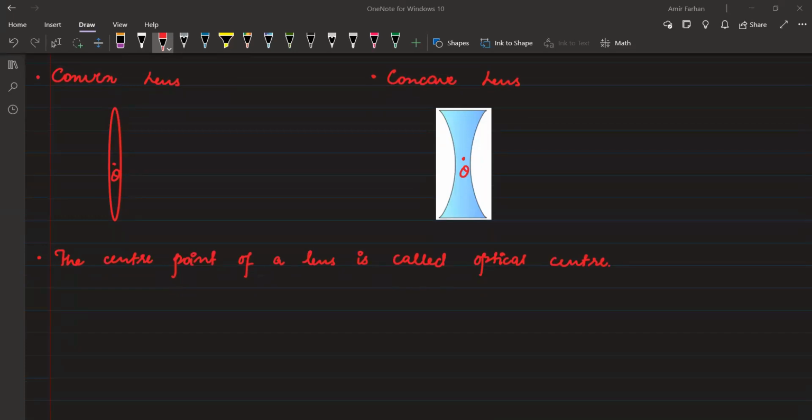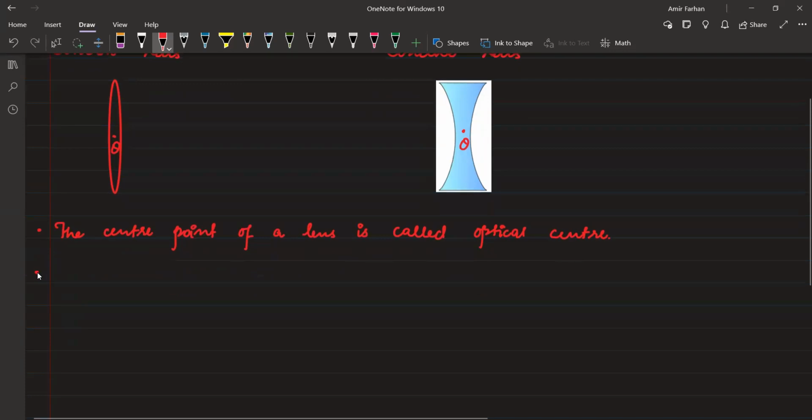So let me tell you the principal focus. What do you mean by principal focus? Principal focus is the point on its principal axis to which the light rays converge. When the light rays are parallel to the principal axis, the convex lens will direct those rays to a point. That point is called principal focus. Clear?